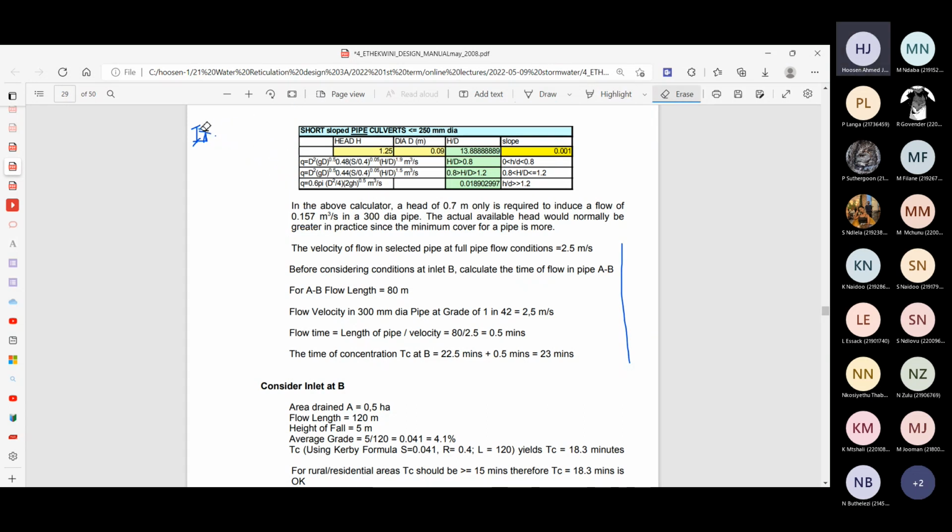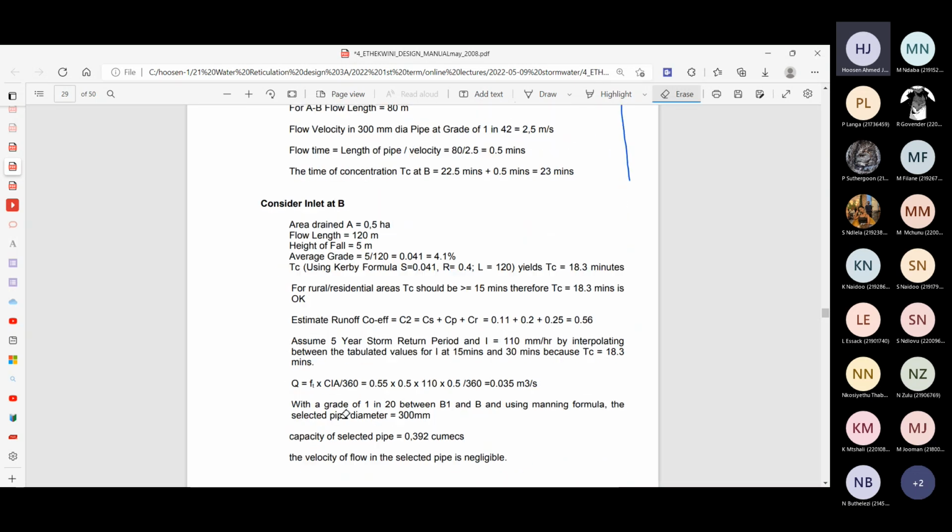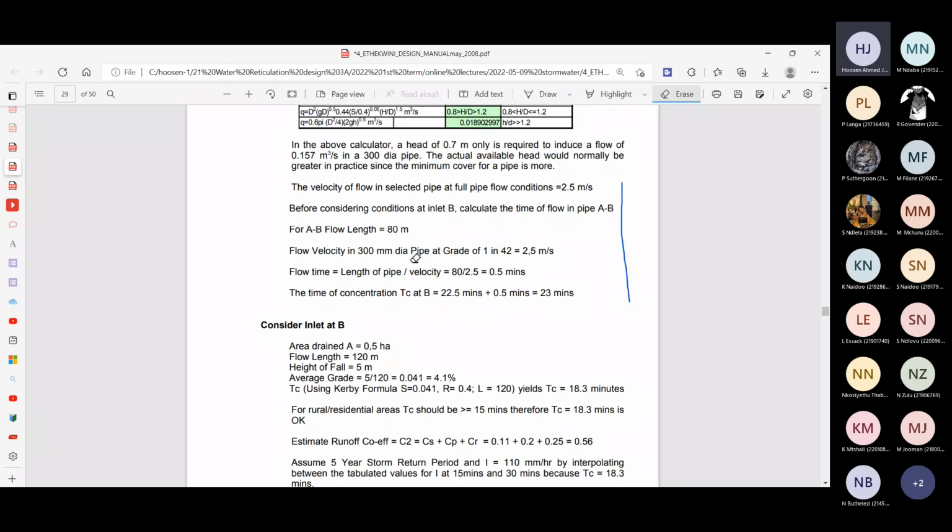So I just want to explain it to you, and then I'll end the lecture. In the next lecture, I'll continue with the inlet B, and we'll look at that design further down for the rest of it. Today's lecture, I'll end with the discussion on this.